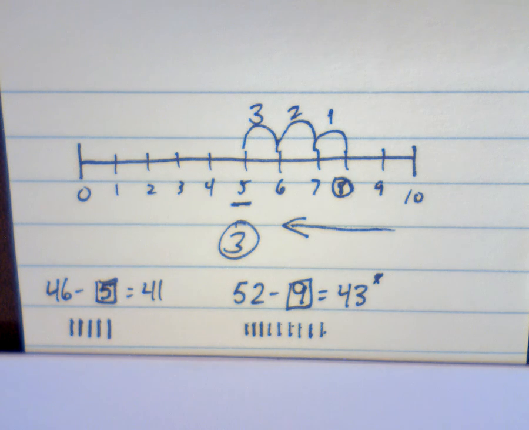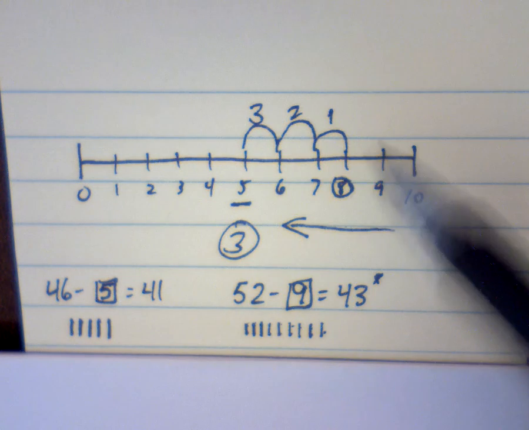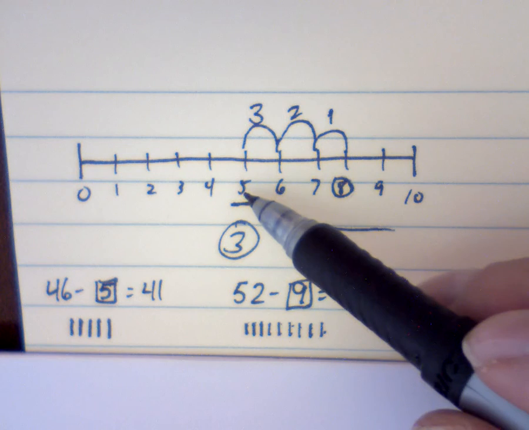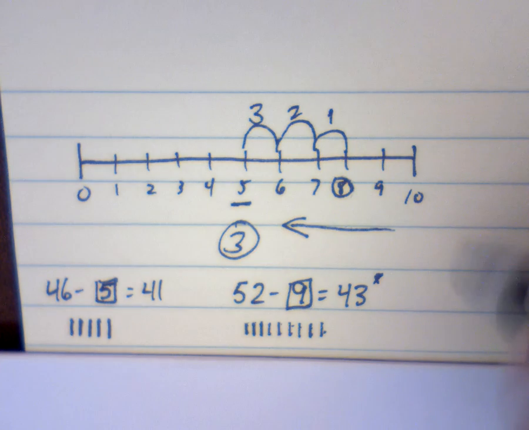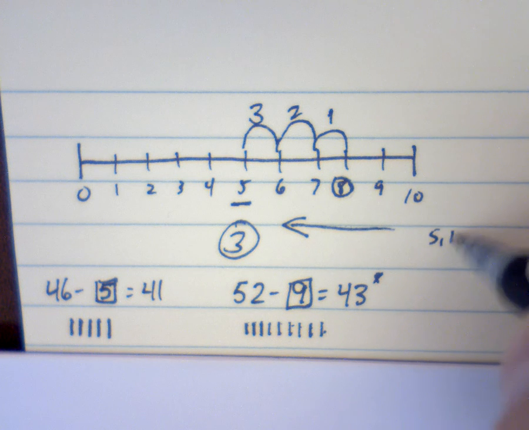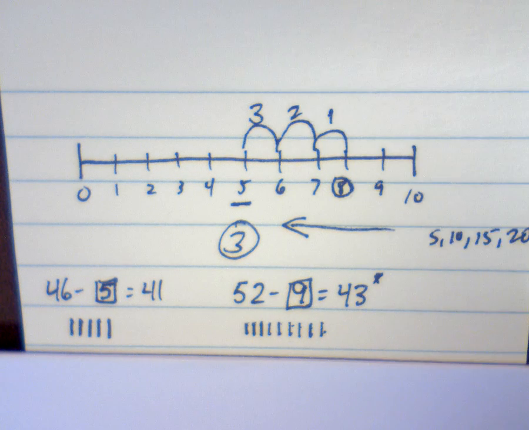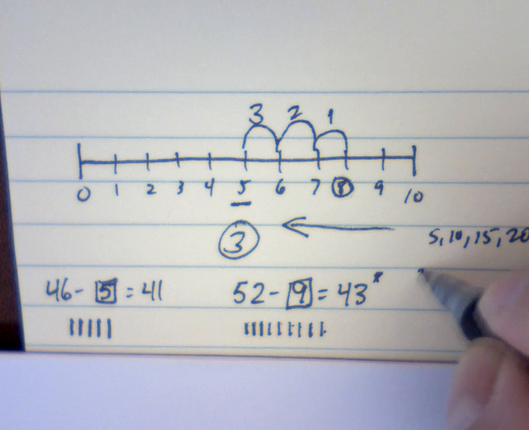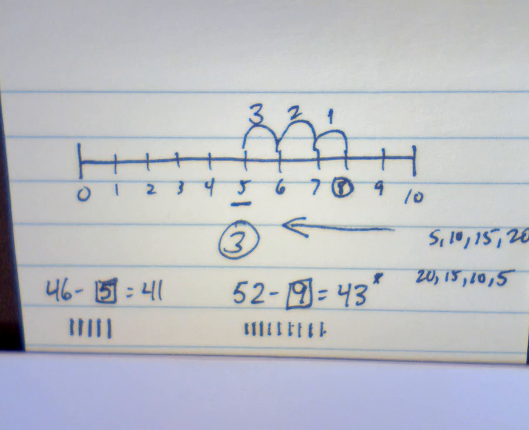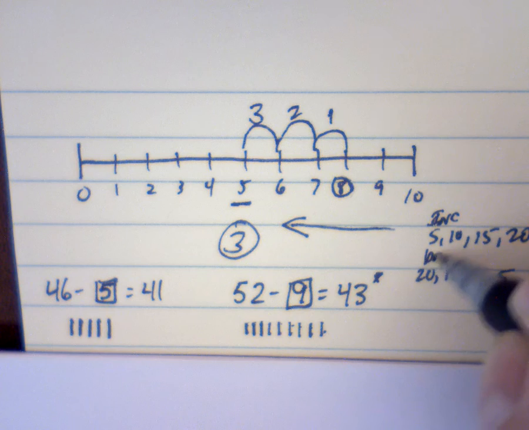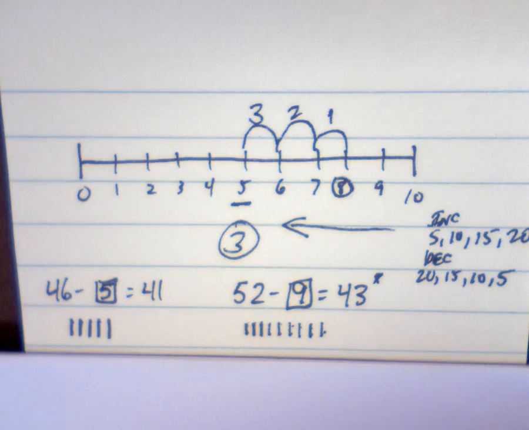Remember, when you are adding, you go from smaller to larger, but when you are subtracting, you go from larger to smaller. That is counting backwards, and that is what we are focusing on. An increasing sequence might look something like 5, 10, 15, 20. You've seen that. A decreasing sequence is 20, 15, 10, 5. Increase, decrease, because we're going backwards, from larger to smaller.